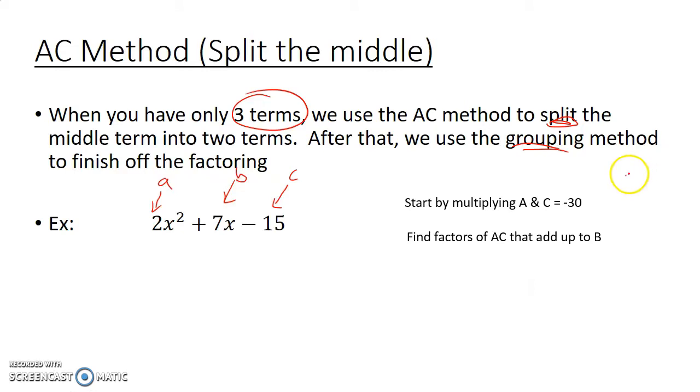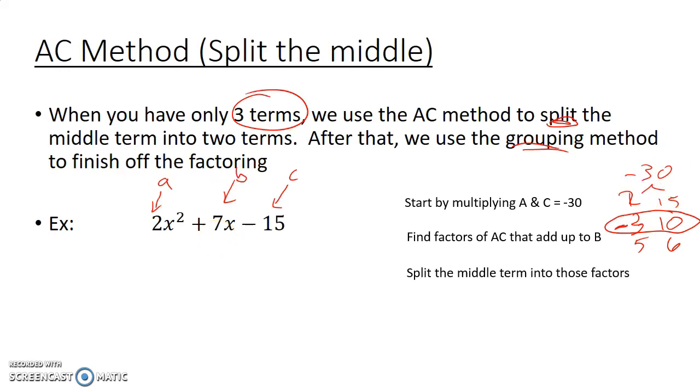You can list all the factors of 30 if you want to do the whole factor tree thing: 1 and 30, 2 and 15, 3 and 10, 5 and 6. So here are all your factors. And what happens here is this 3 and 10 works. 3 needs to be negative, because negative 3 times 10 multiplies to negative 30, and they add up to a positive 7. So the factors of AC that add up to B are negative 3 and positive 10.